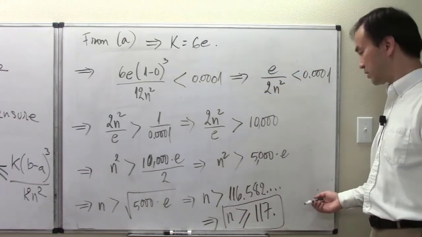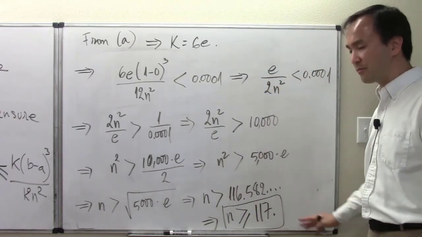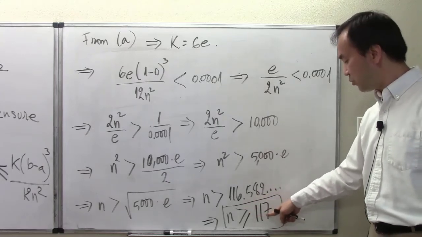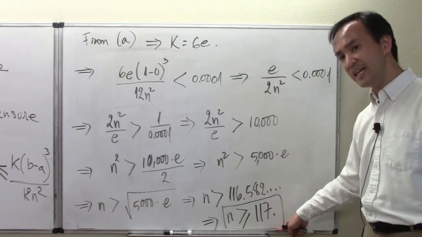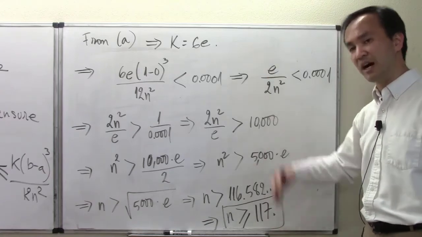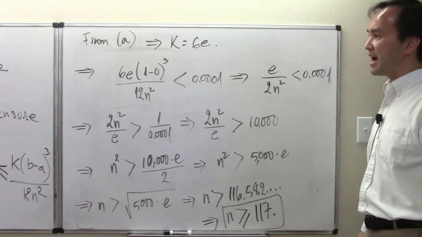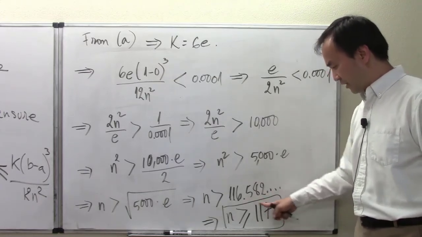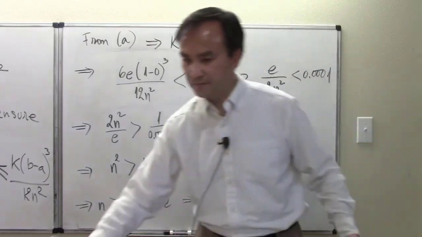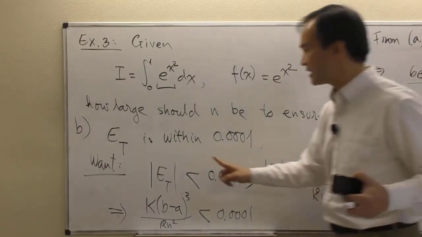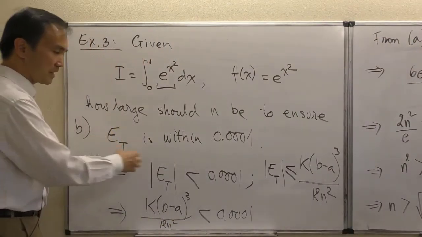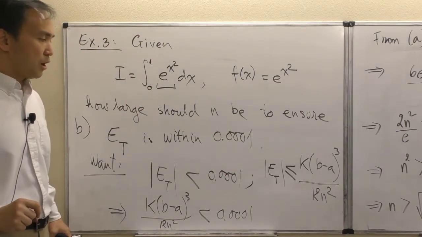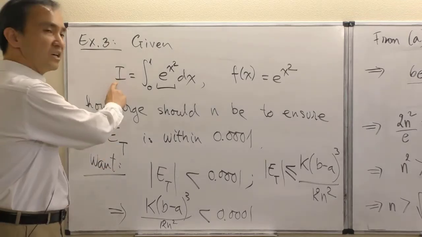Or another way, I don't have enough space here to write it down, but as a worded final conclusion, n has to be at least 117, and then anywhere above. That should be good. So that's how we found it. We need 117 or more subintervals in order for the error produced by the trapezoid method to fall within 0.0001 of the actual answer.